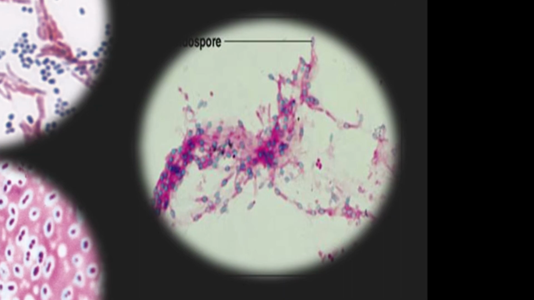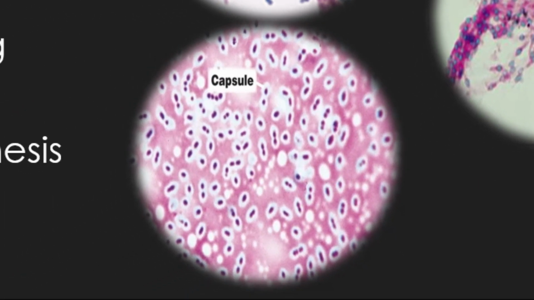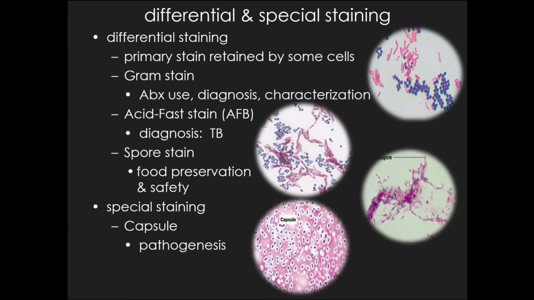And then another related kind of staining technique, which employs more than one stain, is a capsule stain, which is really important because encapsulated bacteria tend to be much more pathogenic than their non-encapsulated counterparts. And we're going to be looking at something like that later on, where an encapsulated strain of Streptococcus pneumoniae is capable of infecting and killing mice, whereas the non-encapsulated strain is not.